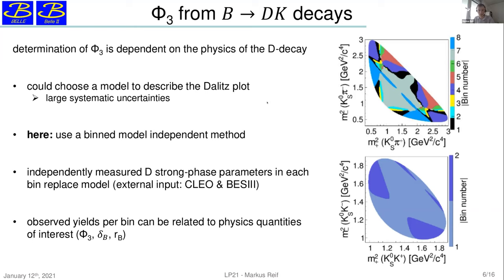This is achieved by binning the Dalitz plot. And then to be able to do this, you need the strong phases in each of the bins of the D. This comes from external measurements, CLEO and BES III. So you get rid of the model by binning and then using strong phase measurements from CLEO and BES III. The binning schemes that are chosen, you can see here for K short pi pi and K short KK. They are chosen such that they maximize the statistical sensitivity. And then you can relate the yields in each bin to these physics parameters that we want to measure.